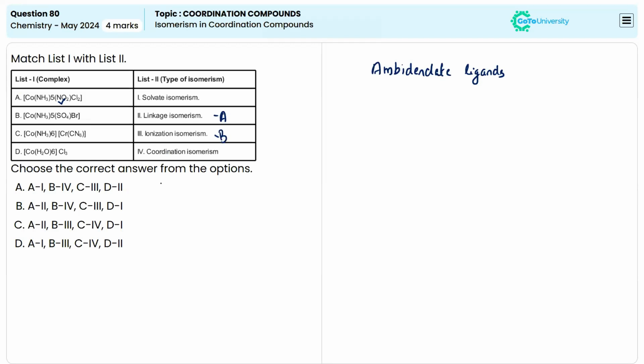Okay. Now coming to the third one, we have [Co(NH3)6][Cr(CN)6]. So this is exhibiting, here we can change it, like cobalt can come here and chromium can go here. It means they will exchange their metals. So this is an example for coordination isomerism. So C will be the fourth one. Now coming to the last one, [Co(H2O)6]Cl3. So water means, obviously they will show solvate isomerism. So this will be D. So we can see the correct matching will be option C, which is the correct answer.